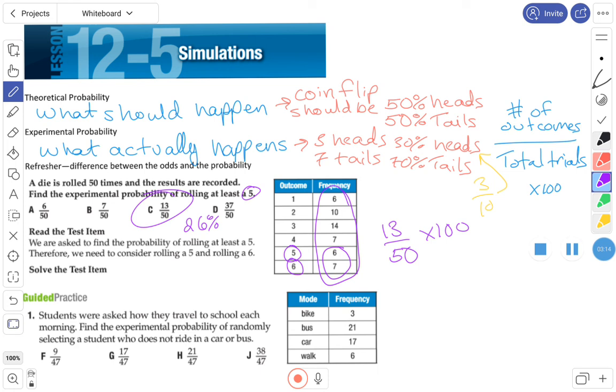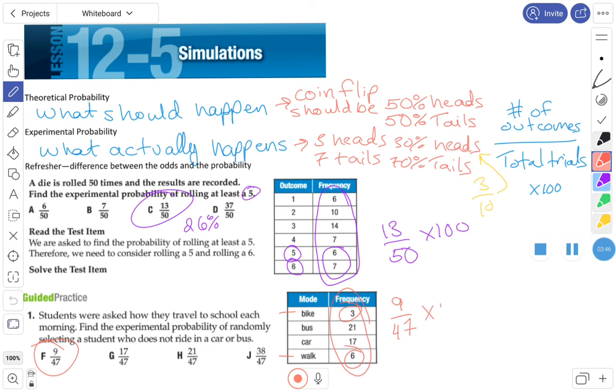Okay, let's try the next one. Students were asked how they travel to school each morning. Find the experimental probability of randomly selecting a student who does not ride in a car or a bus. So what are my options then? They either bike or they walk. So let's add those two numbers together. That would be 9. And let's add all of the numbers together. That will be 47. So the answer is F.